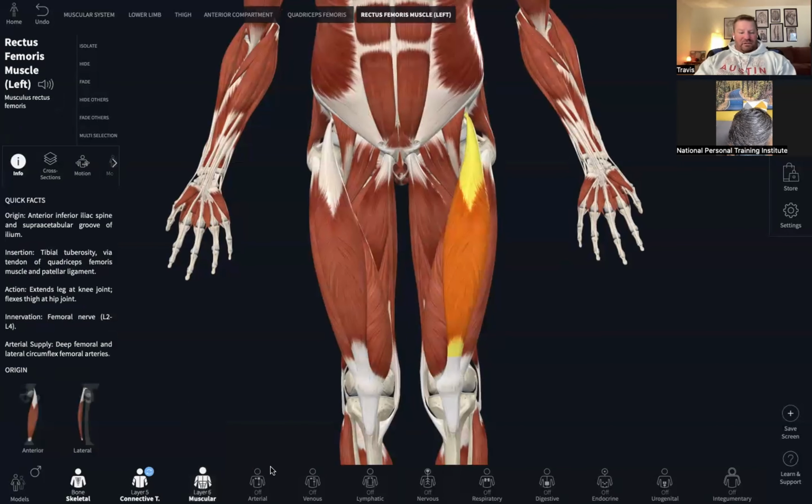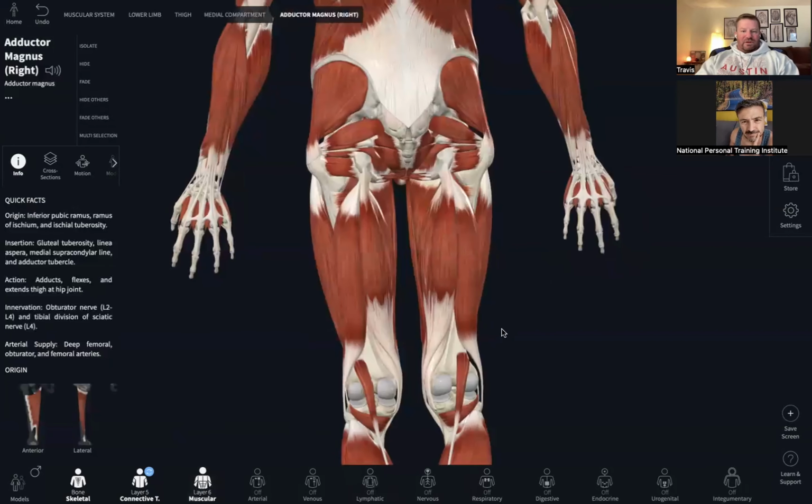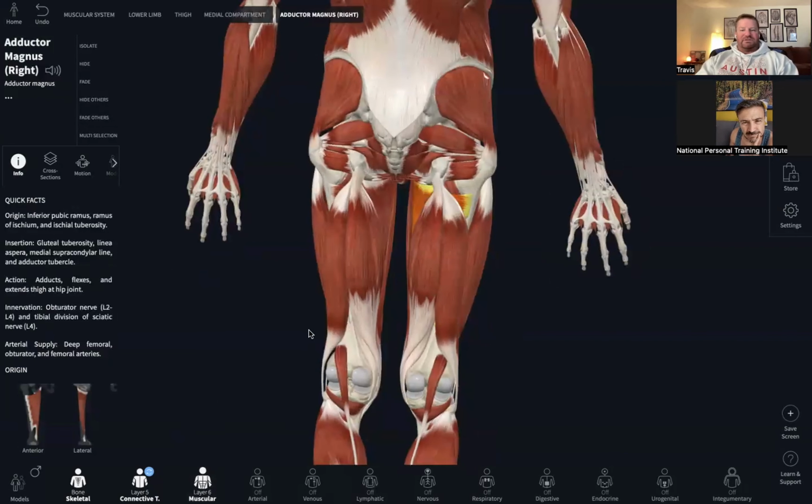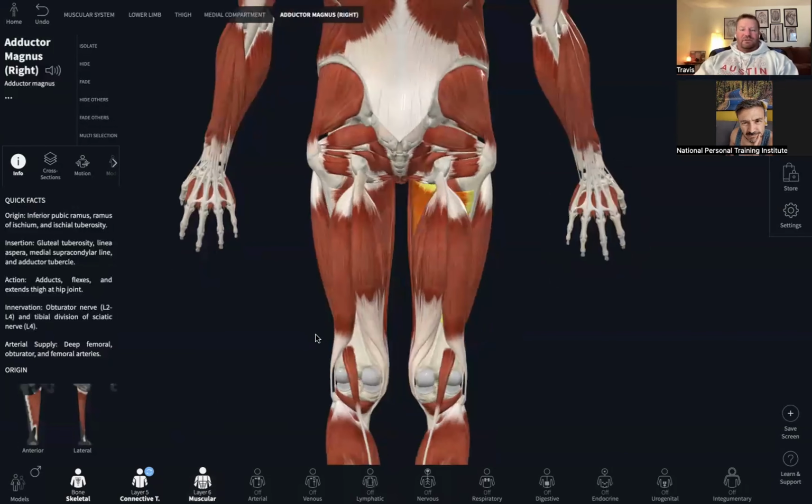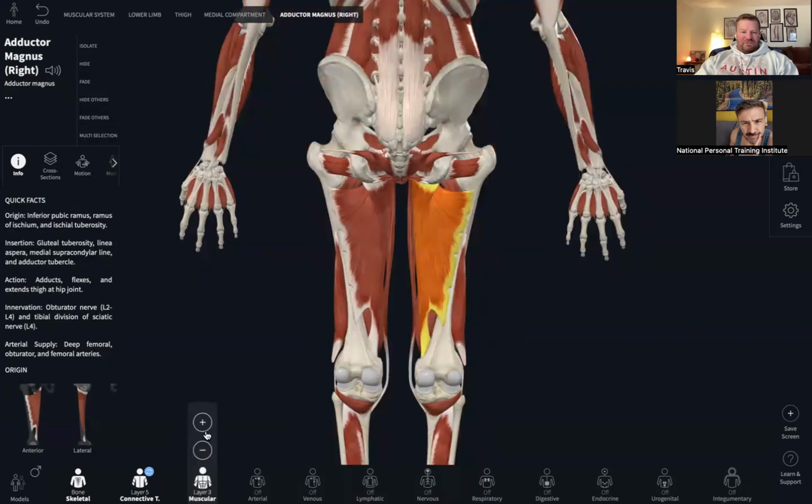Now, the synergists are going to be your adductors. When you're doing your squat, I like to do a little bit of light adductor work before I start squatting. That gets your adductors primed up and ready to move. I mean, they're always ready to move, but I just like doing a few adductor exercises to get them going. So the adductor magnus, that's one of them.